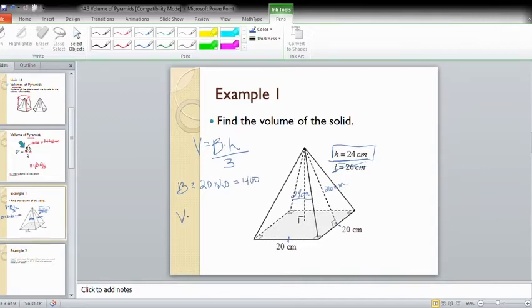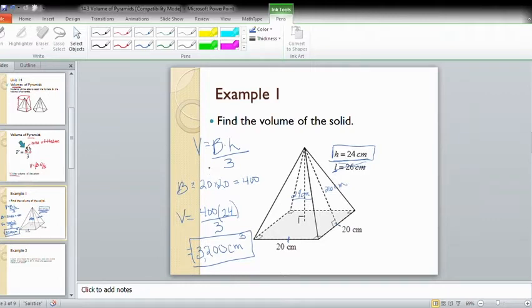So volume is equal to area of the base, big B, 400, times the height, which is 24, all divided by 3. So when we plug this into our calculator, we get 3,200 centimeters cubed. And I just did 400 times 24 divided by 3. So again, very similar to the prism, except now we have to divide it by 3.